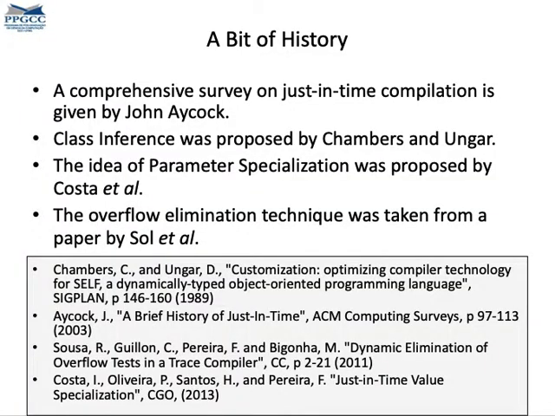And with this last optimization, we close our class on JIT compilers. This algorithm that eliminates overflow checks was taken from this paper presented in CC 2011, Dynamic Elimination of Overflow Tests in a Trace Compiler. The notion of value specialization in JIT compilers that we saw in the previous class was explored in the paper Just-in-Time Value Specialization.